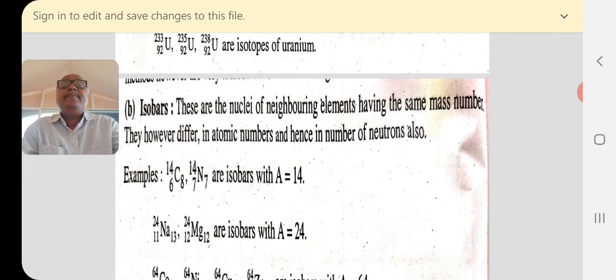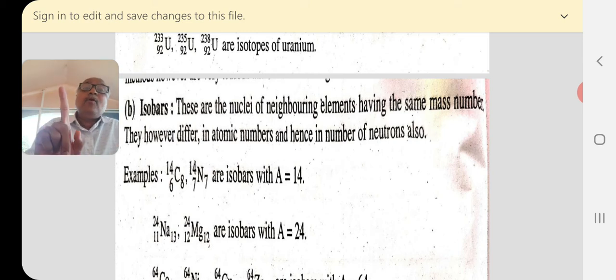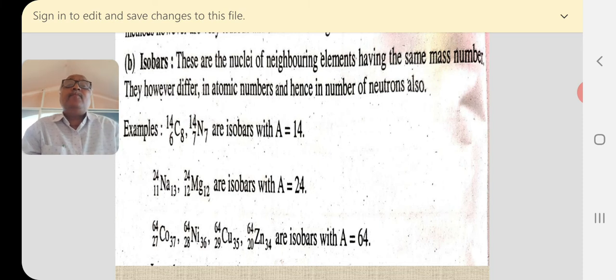Now, the second type is isobar. These are nuclei of neighboring elements having the same mass number but a different number of protons. That means the atomic number is different. Consider the example of carbon 14, with 6 protons. Its mass number is 14 and the number of neutrons is 8, 6 plus 8 gives 14. Nitrogen has mass number 14 and atomic number 7, that is the number of protons, and the number of neutrons is also 7, 7 plus 7 is 14. Another example is sodium 24/11 and magnesium 24/12. The mass number is the same, 24, in sodium and magnesium, but the atomic numbers are different, 11 and 12 respectively.